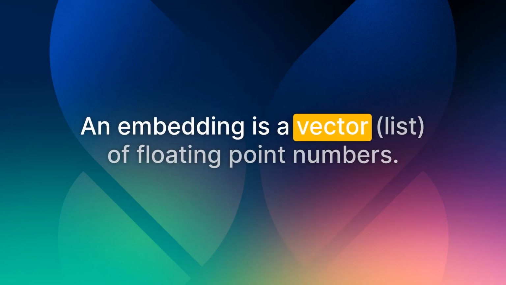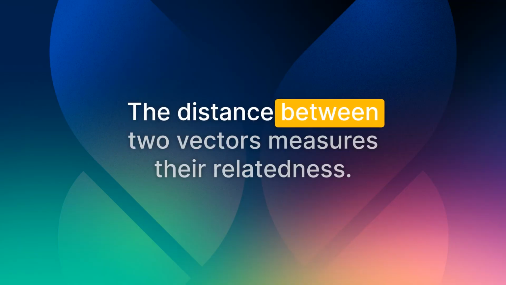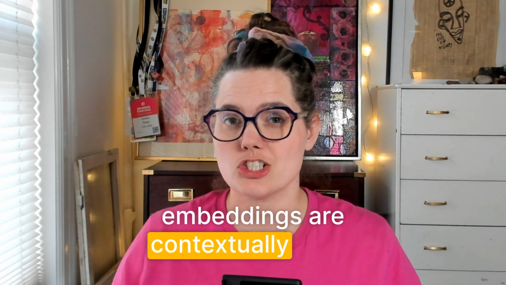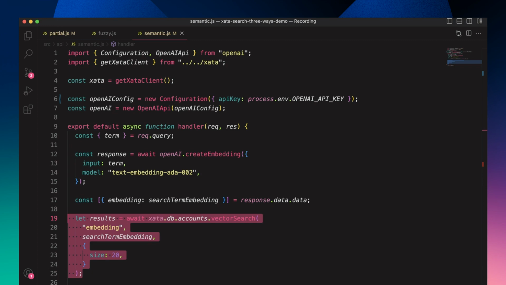At this point, you might go, embeddings? WTF? Luckily, you don't really have to understand it to use it. That's the beauty of a good API. But if you must know... An embedding is a vector of floating point numbers. The distance between two vectors measures their relatedness. So the important thing to know here is that if two embeddings are close, the input used to create those embeddings are contextually close. And figuring out if the embeddings are close is what Xata's vector search does for you.